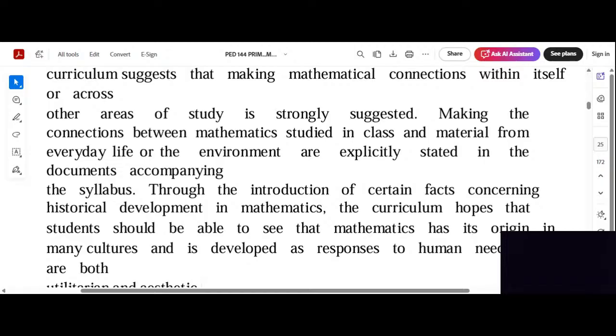So, there was one thing mentioned there which I would like us to pay small attention to. They said mathematics developed to meet human needs. What does that mean? What does it mean that mathematics developed to meet human needs?